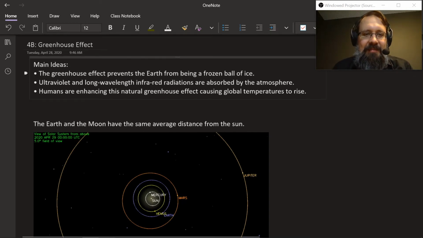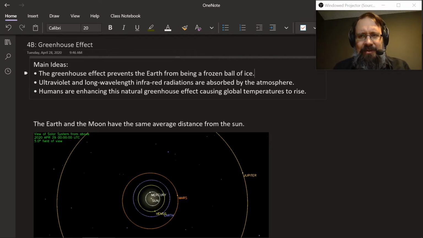The three main ideas for today's lesson are right here. The greenhouse effect prevents the Earth from being a frozen ball of ice. We talked about that in our last lesson, how we did the calculation. I actually found out that I made a mistake in that calculation. I used the 1400 for the power, but I should have used the surface one that we calculated, the 245. So we actually got a much higher answer than it should have been, but whatever.